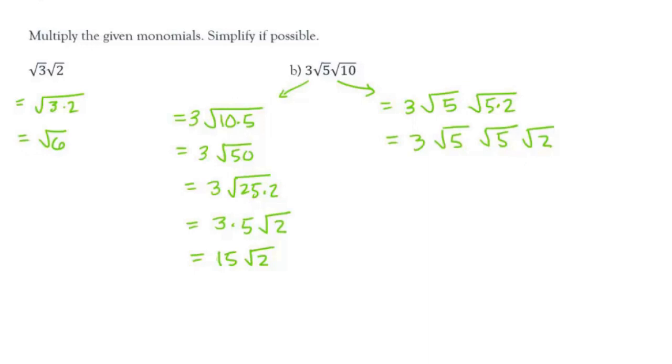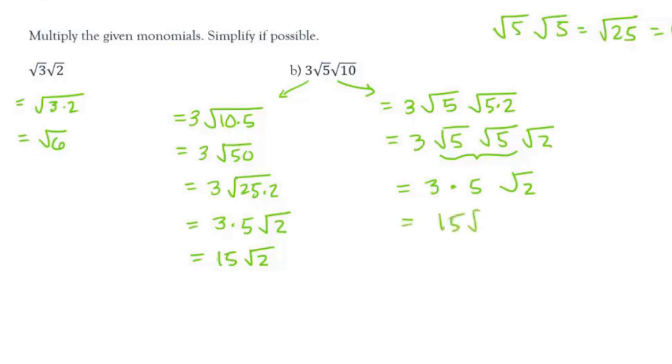The square root of 5 times the square root of 5, I could rewrite, I'll try it up here, as the square root of 5 times 5, or the square root of 25. And the square root of 25 is 5. So I recognize that if I'm multiplying identical square roots together, in other words, I'm squaring a square root, I just get the number under the radical out of it. So now we have 3 times 5 times the square root of 2. 3 times 5 is 15, so we have 15 root 2 as our final answer.